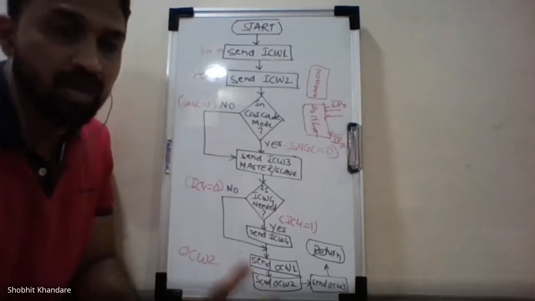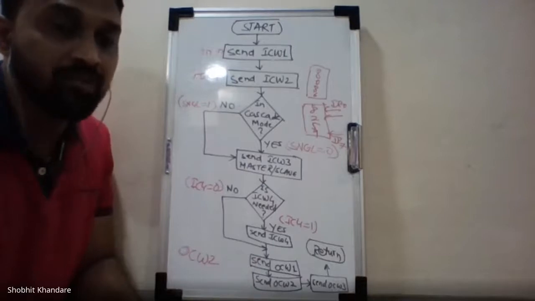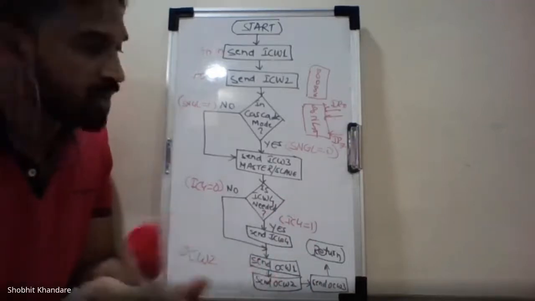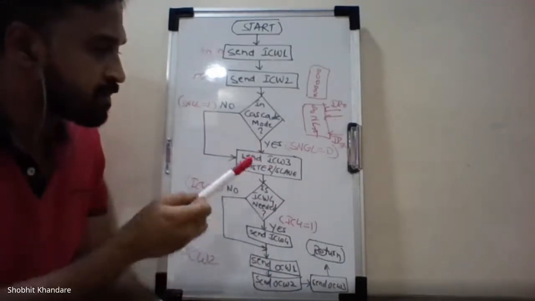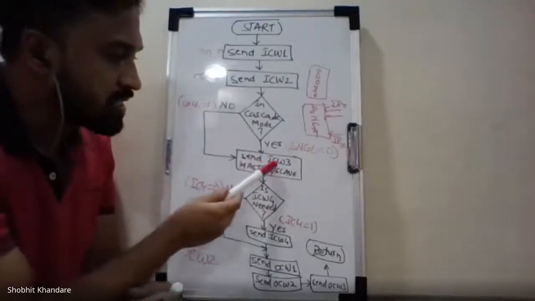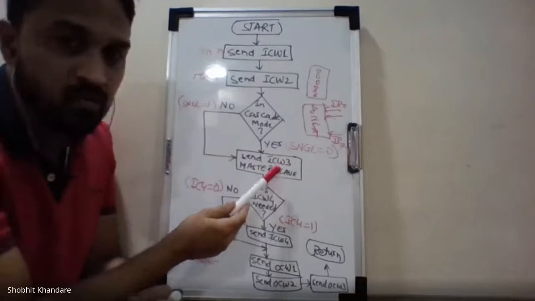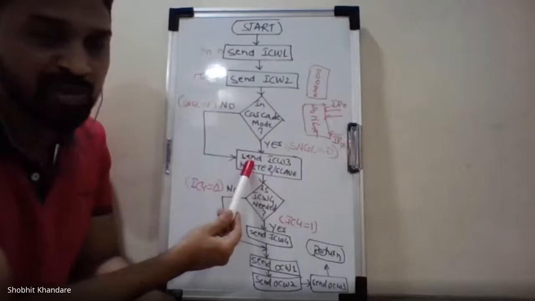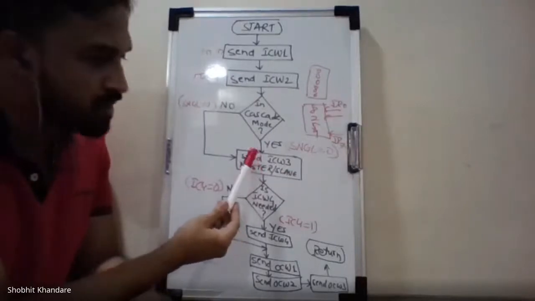So the master format will always be there, whether single or cascade. The slave format will come into the picture when it is in cascade. Otherwise, if it is not in cascade, the slave will not be there, and the slave ICW3 format will not come. I hope I have answered your question. Yes sir. Okay, so send ICW3, that is master/slave. I have given you two formats. Depending upon whether cascade or single, you have to choose that format. So that is clear here. Proceed further.